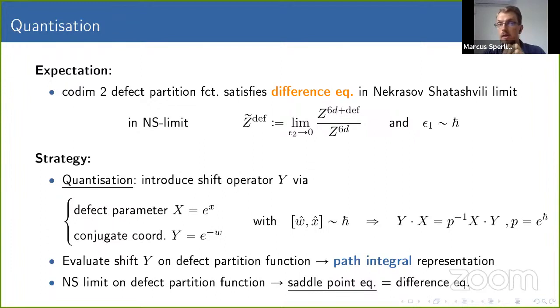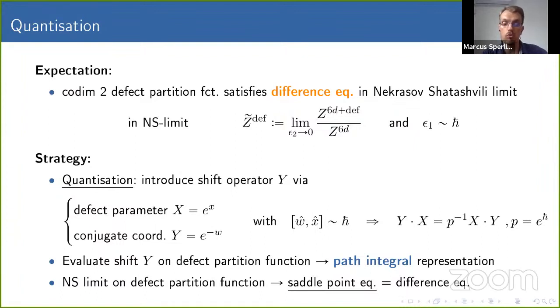So the corresponding setup that we want to do is we want to find a difference equation which annihilates, which acts on the co-dimension 2 defect partition function, but only in a very specific limit, which is called the Nekrasov-Shatashvili limit, telling you that we do not have the most generic omega background, but actually we take one epsilon parameter to 0, and the other one we keep finite, which takes the role of the Planck constant. And in this limit, we are going to evaluate normalized defect partition functions.